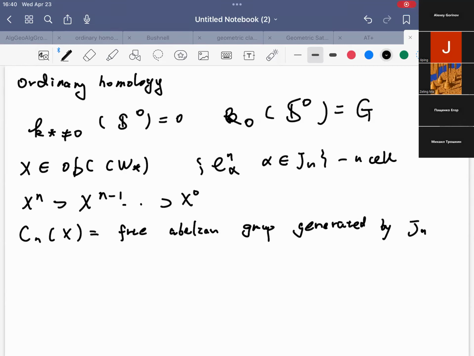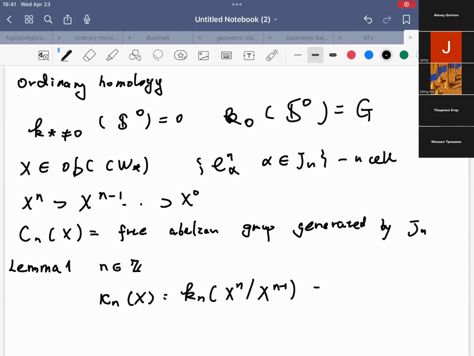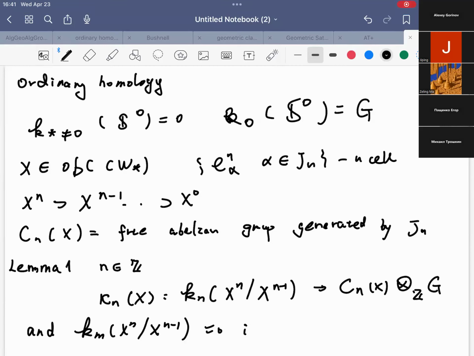So first of all, we can prove Lemma 1. For each n, there is an equivalence, maybe we can call it kappa n, from the object in the Abelian group to C_n X tensor G. And K_m(X^n, X^{n-1}) is 0 if m is not equal to n.